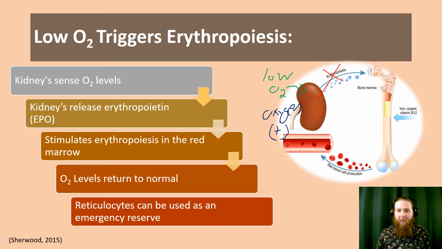If there is a reason, let's say a hemorrhaging or a large loss of blood, reticulocytes, or immature blood cells, can be used and will be released as an emergency reserve. These still have some ribosome fragments and remnants in them, but in a pinch, they will work for carrying oxygen. So your body will release those in an attempt to make sure that it has enough of that life-giving oxygen.